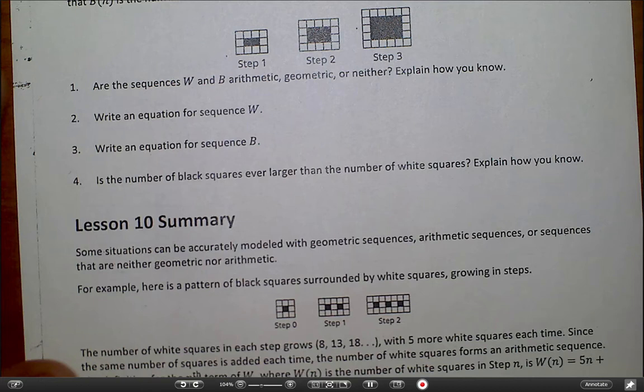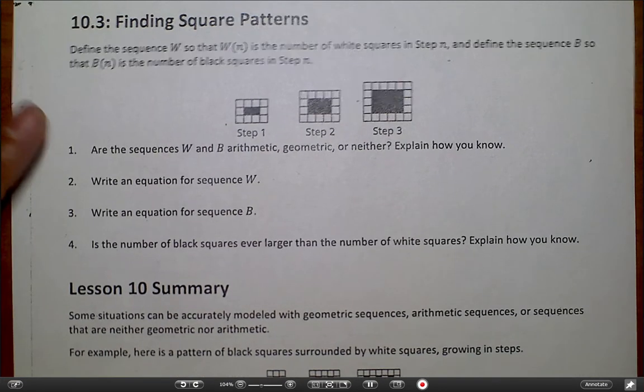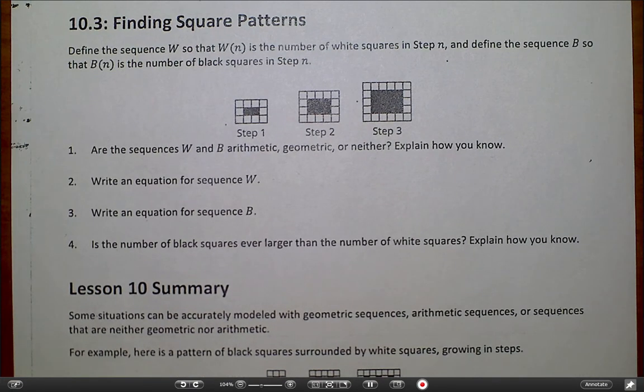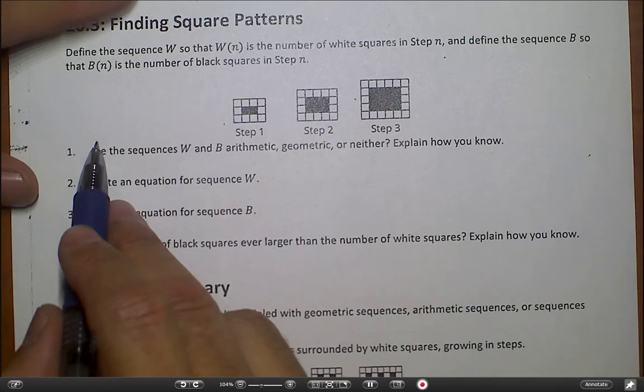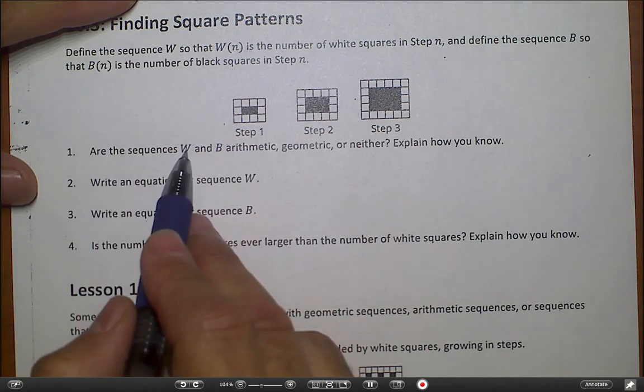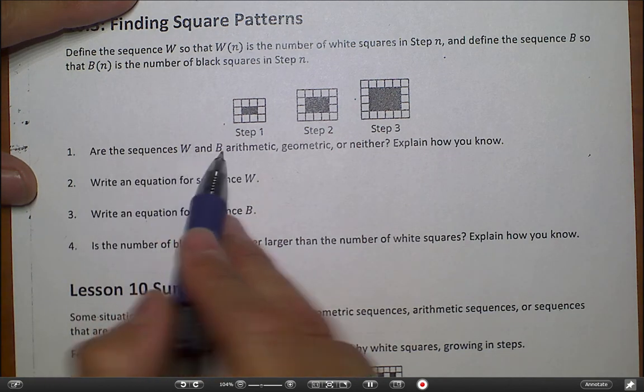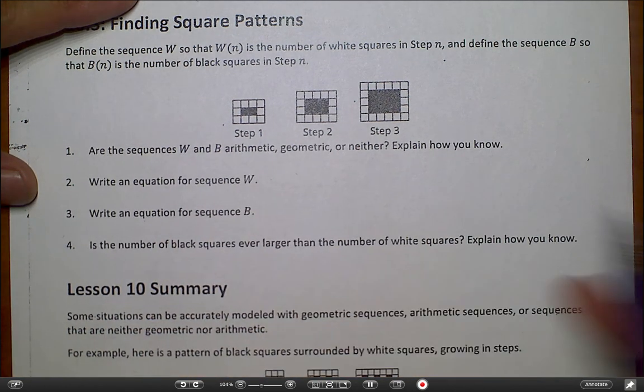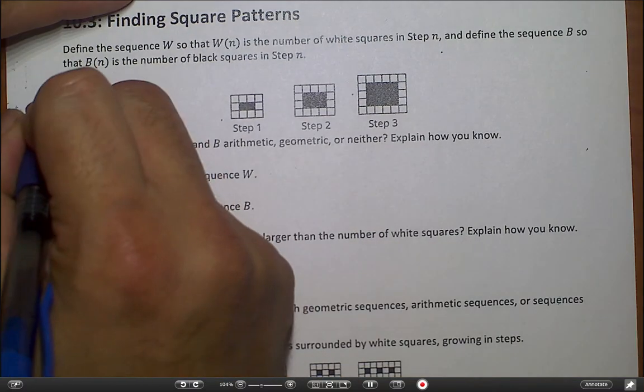Now, let's take a look at the back. Looking at the back, it says define sequence W so that W of n is the number of white squares in step n. Define sequence B so that B of n is the number of black squares in step n. First, let's figure out whether sequences W and B are arithmetic, geometric, or neither. How do we know? First, I'm going to list out my numbers.